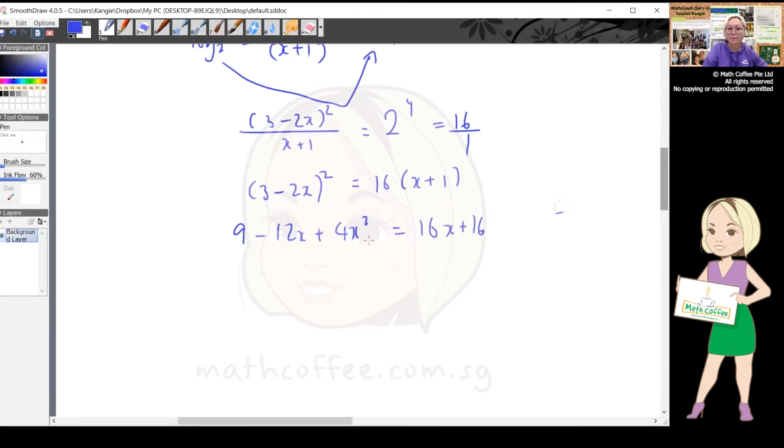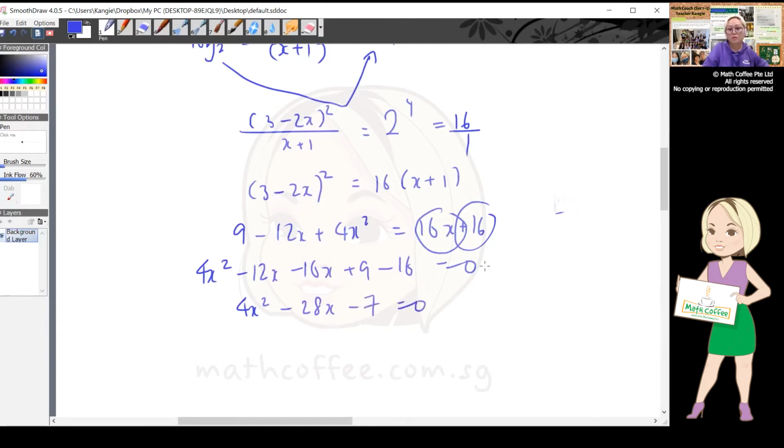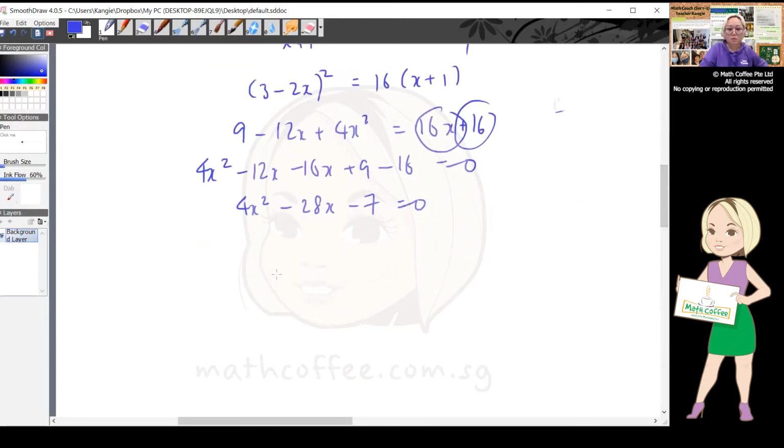So after that, because it's a quadratic equation, you throw everything to the left-hand side. So 4x squared minus 12x, bring over minus 16x, plus 9, bring over minus 16 equals 0. So I end up having 4x squared minus 28x, okay? 9 minus 16 is minus 7 equals 0. So we're going to solve this quadratic equation. 4, minus 28 and minus 7.